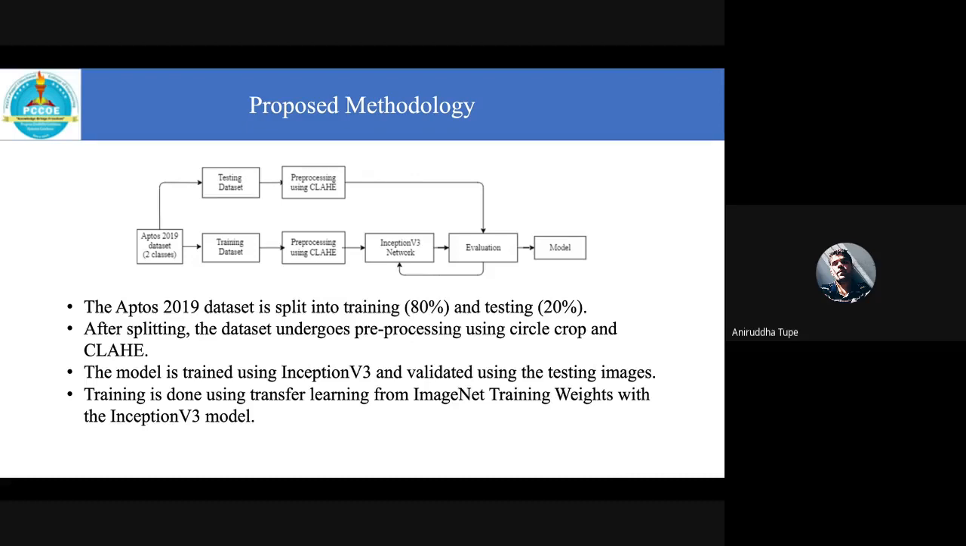Based on this literature survey, we proposed our own methodology. In our methodology, the dataset used is the Aptos 2019 dataset. It is split into training and testing datasets. Then pre-processing is done using CLAHE, which is contrast limited adaptive histogram equalization. The trained images are then passed to an Inception V3 network, which trains on the images, and then evaluation is performed. Training is done using transfer learning from ImageNet training weights with the Inception V3 model.